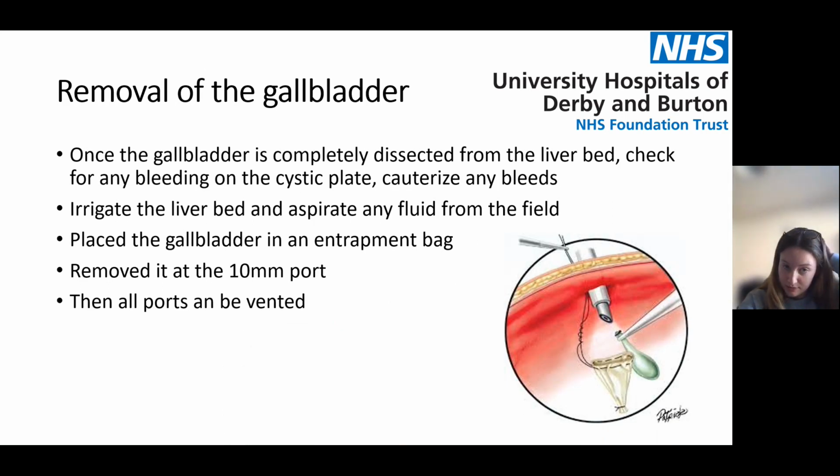So removing the gallbladder, once it's completely off everything, off the liver bed, you need to check for any bleeding, cauterize any bleeds using the energy device, and then irrigate the liver bed and aspirate any fluids. And then the bag in the photo is what you're going to place the gallbladder into. It's called an entrapment bag. And then it's removed from the biggest port, which is the 10mm port in the umbilicus. And then all ports can be vented out as well.